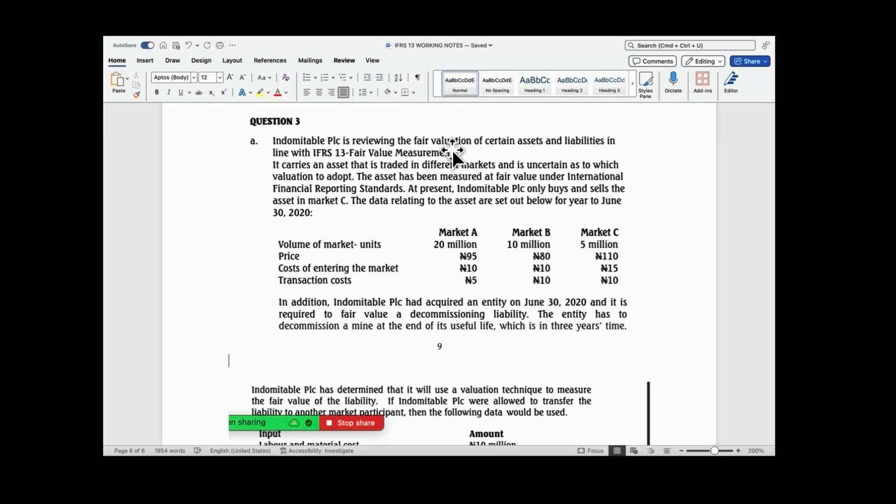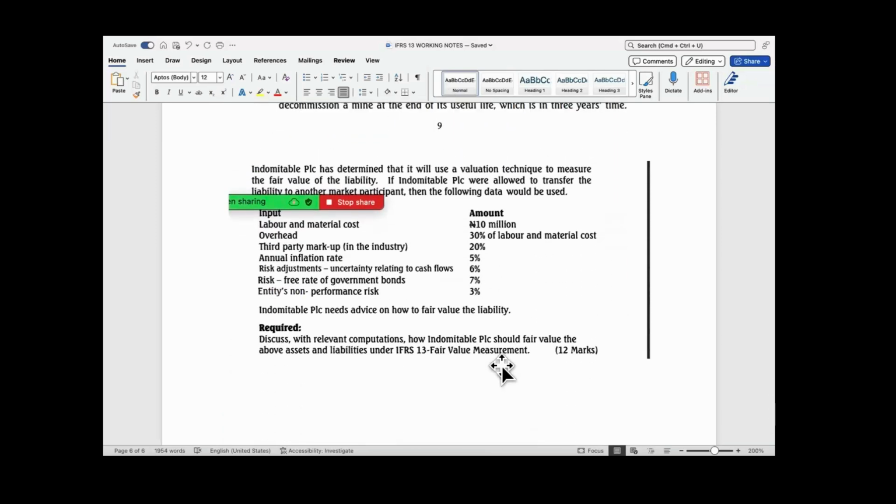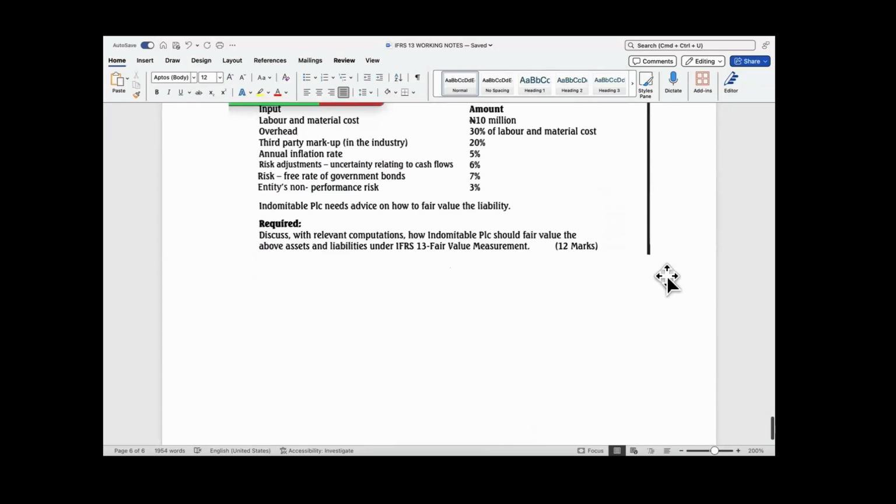Kindly scroll up, sir. So we have for the input and amount, all figures are assumed to be correct. So Indomitable PLC needs advice on how to fair value the liability. Required, discuss with relevant computations how Indomitable PLC should fair value the above assets and liabilities under IFRS 13 fair value measurement. Okay. Thank you very much.